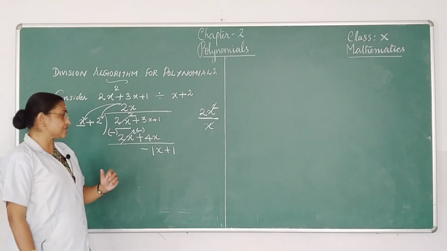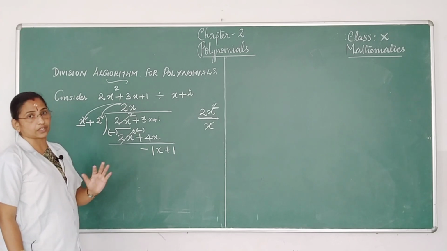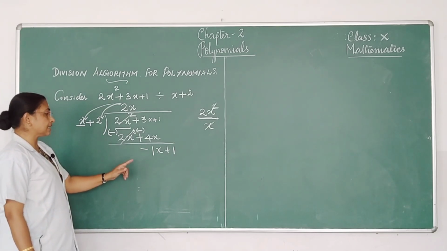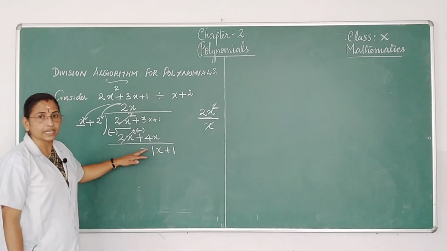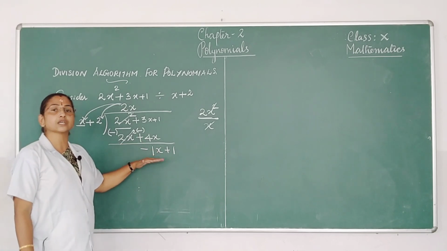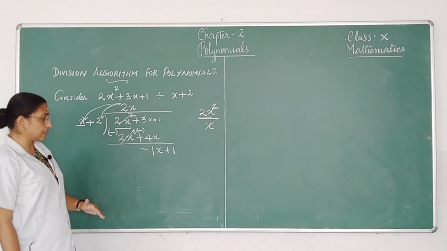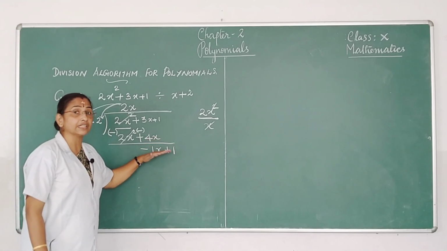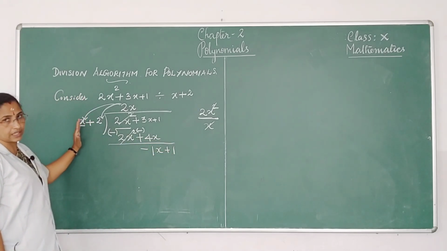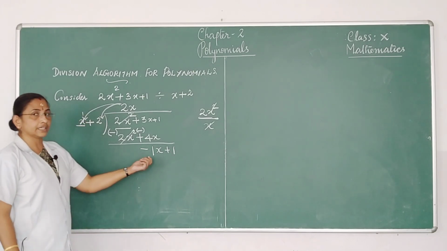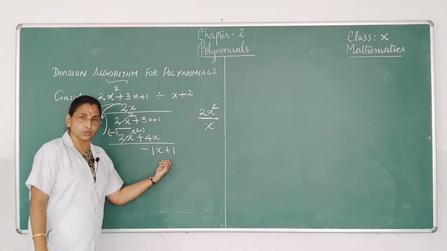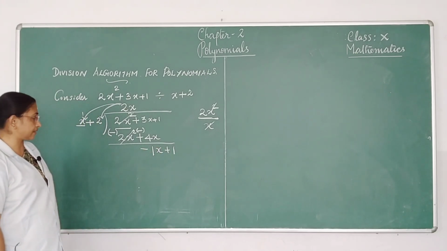Now, you need to check whether you need to proceed further or not. Remember, now this is the remainder: minus 1x plus 1 is the remainder. If the remainder is 0, you can stop here, or if the remainder has degree less than the degree of the divisor. Here, the degree of the divisor is 1. The degree of the remainder is also equal to 1. So, we have to proceed further.